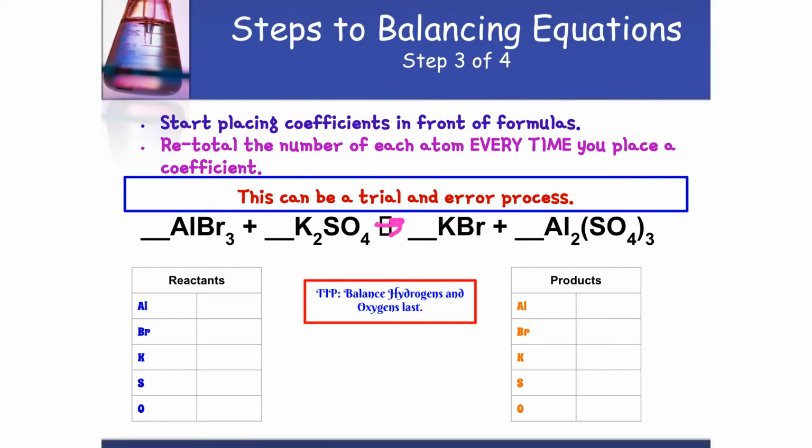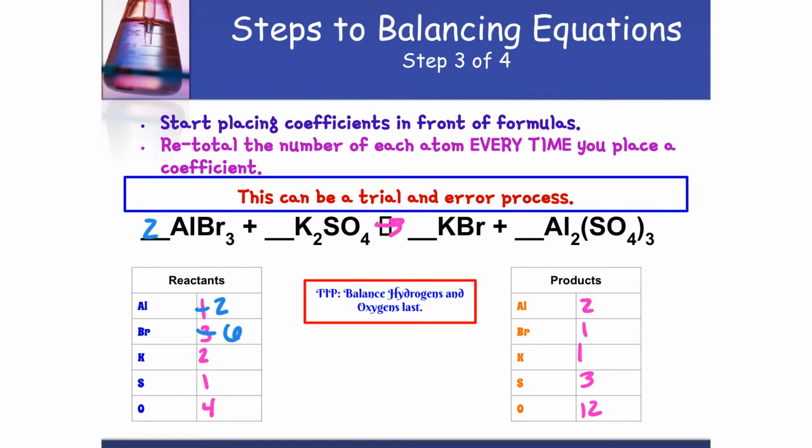Step 3 is to start placing coefficients in front of formulas, and then retotal the number of each atom every time you place a coefficient. So I'm just going to start. Remember, balance hydrogens and oxygens last. So you can start wherever as long as you're leaving your oxygens and hydrogens to last. So I'm going to start by trying to balance the aluminums first. So by doing that, I need to put a 2 here. And by placing that 2 in front of aluminum bromide, I now have 2 aluminums and 6 bromines on my reactant side.